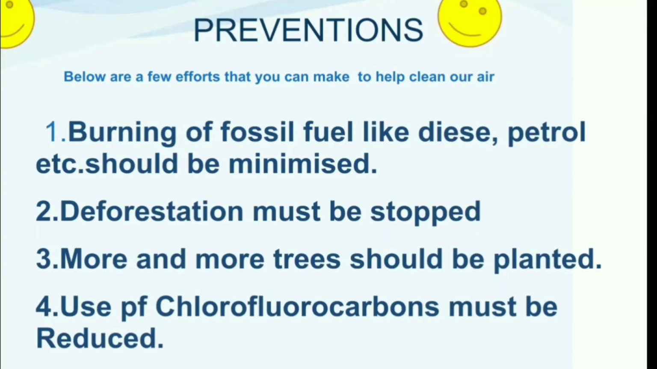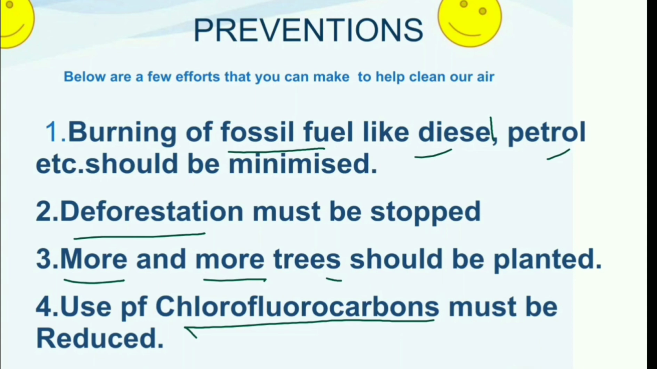What are the different steps we can adopt to prevent the pollution of air and avoid global warming? The very first, we should minimize the burning of fossil fuels like coal, diesel, petrol, etc. Reckless cutting down of trees, or deforestation, must be stopped. And we should plant more and more trees. Use of chlorofluorocarbons or CFC must be reduced.